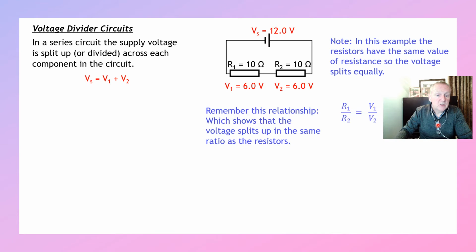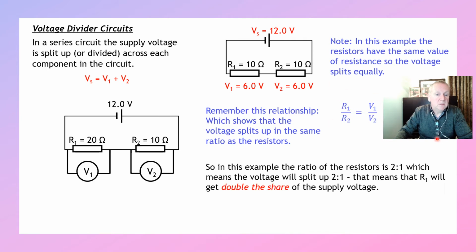So this was the relationship that got defined in the previous PowerPoint. Basically what it shows is that if that's R1 and that's V1, that's R2 and that's V2, then the ratio of the resistors is the same as the ratio of the voltages. In other words, the voltage splits up in the same ratio as the resistors. Because these are the same, the voltages are the same. We're going to look at this relationship in a bit more detail.